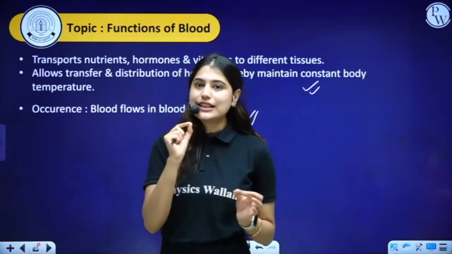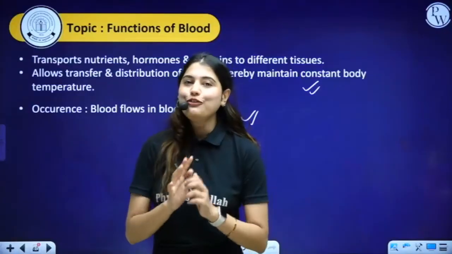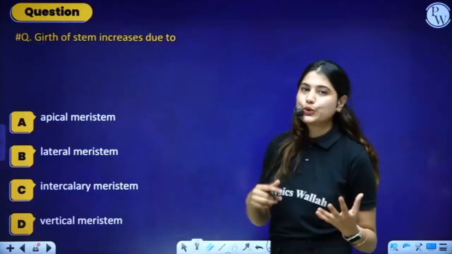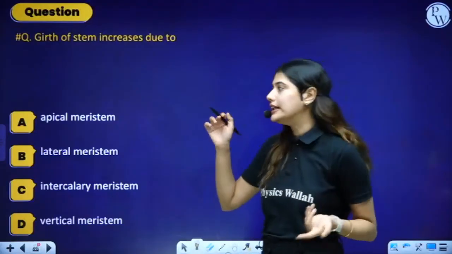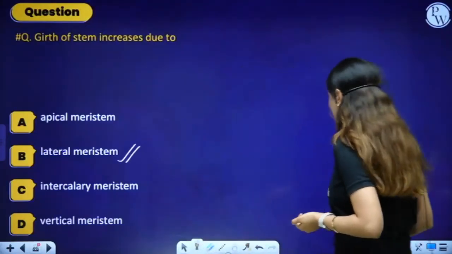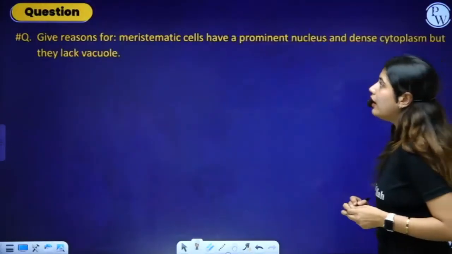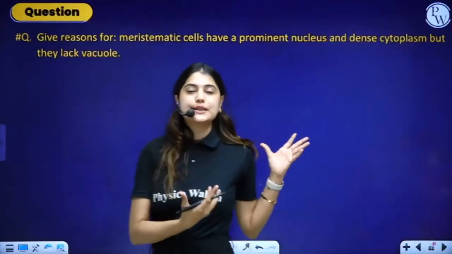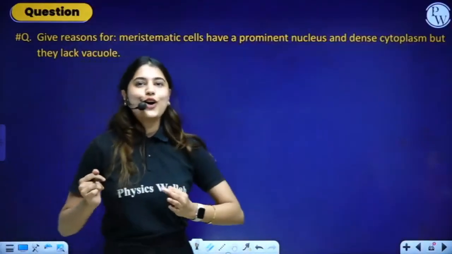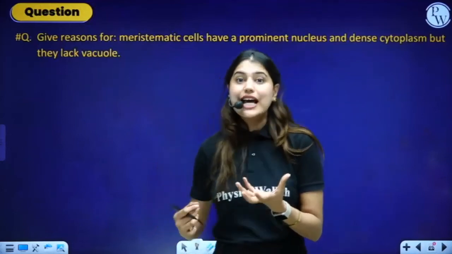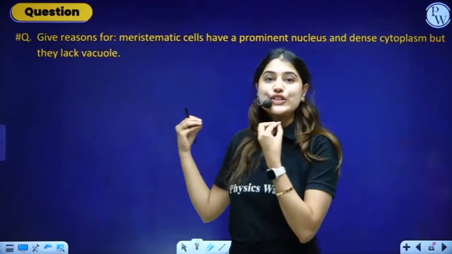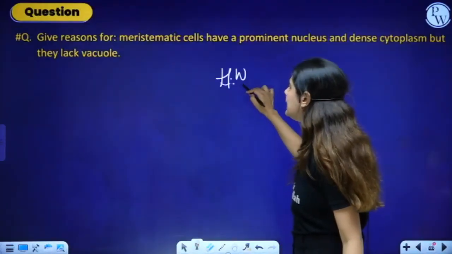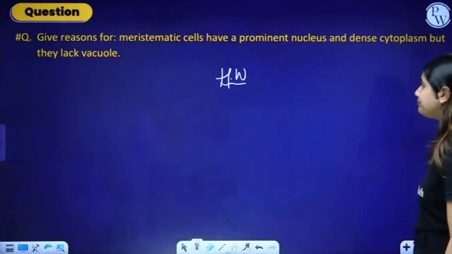Let's quickly solve some questions, give you some homework and finish our class very quickly. Right? Girth of the stem increases due to, you already know that the girth diameter is increasing due to, yes, lateral meristem, option number B. Why do meristematic tissues not have vacuole? Basically, this is being asked in this question. Yes, because they do not need the function of storage. They are just dividing cells. I hope you can frame this question very well. Hence, I'm giving you this as homework.